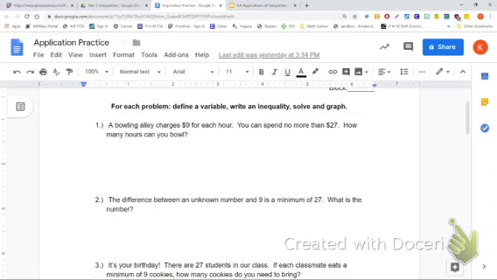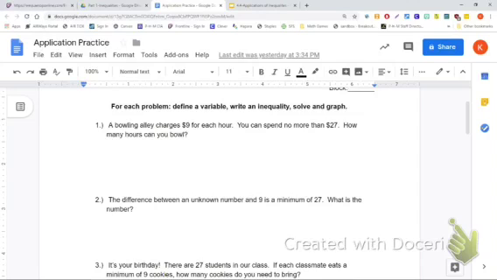So on this sheet that you guys have, it says that I want you to define the variable, write an inequality, solve, and graph. So let's look at this first problem. A bowling alley charges $9 for each hour. You can spend no more than $27. With that, how many hours can you bowl?